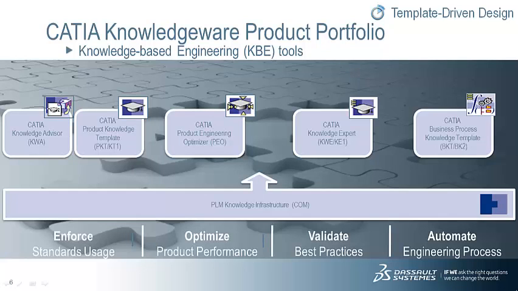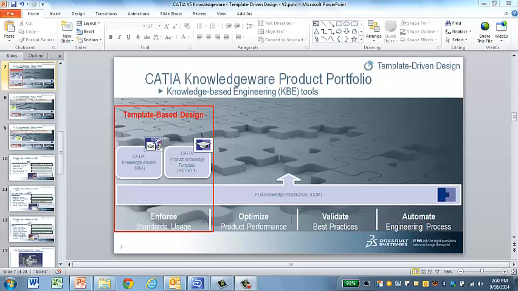CATIA Knowledgeware is a suite of products, and each product has a different purpose. You don't have to do the whole thing, and they are scalable. The 4 columns represent the general value areas of CATIA Knowledgeware: enforce, optimize, validate, and automate. And each one has different Knowledgeware products associated with it. We're going to now focus on the enforce column, which includes the CATIA Knowledgeware products for template-driven design.